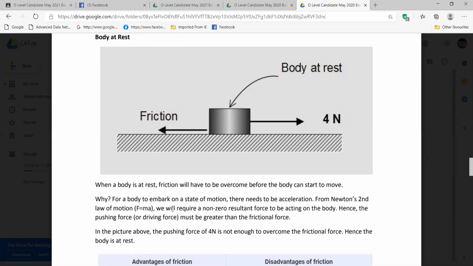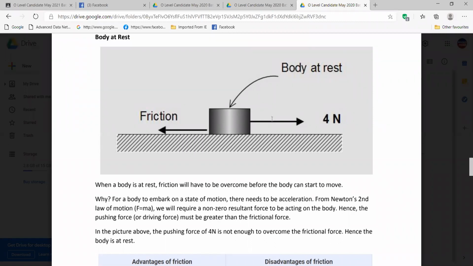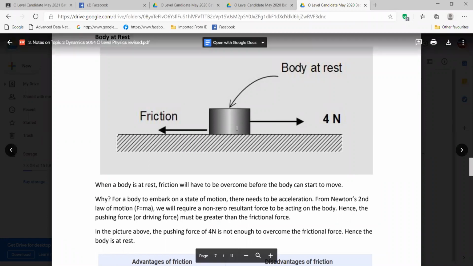Okay, this is how it works. Here, a body at rest, you know that, like this one, this body, if it is pulled with a force of 4 Newton. Here they gave one example that you are pulling one object. It is an exceptional case, right?